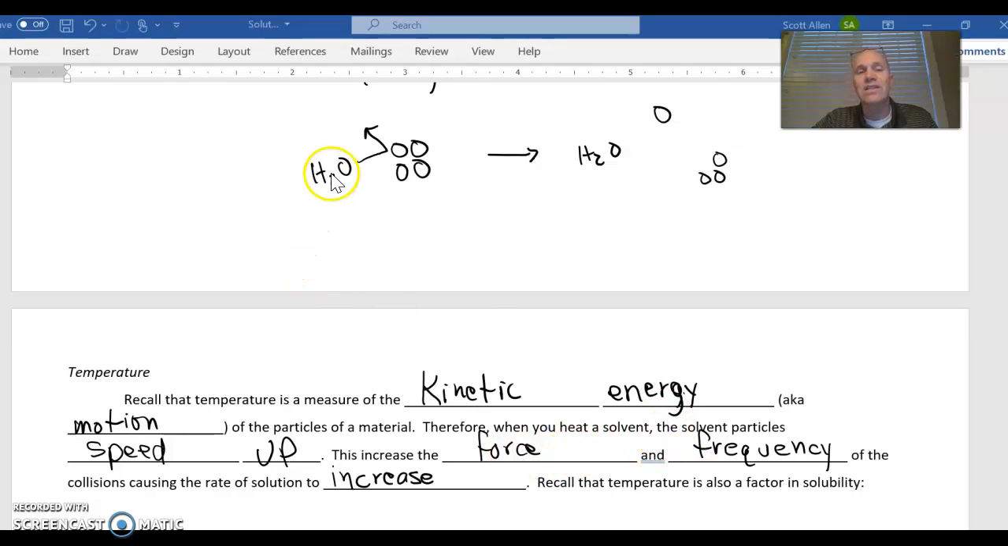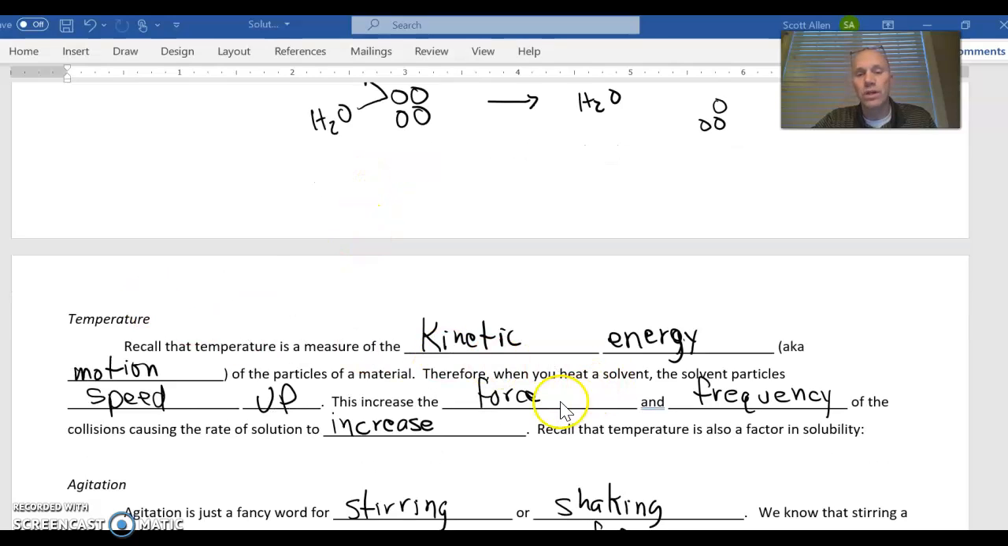That'll speed up the dissolving process. The other thing is that these collisions are going to become more frequent. The faster these water molecules are moving around, the more times it's going to collide. So both of these would increase the rate of solution. So temperature is certainly a factor. The hotter you make something, the faster things are going to dissolve.